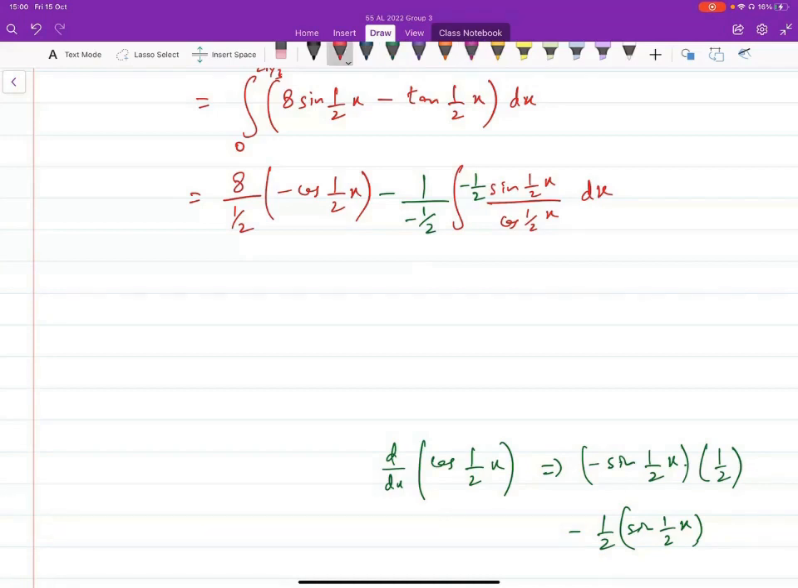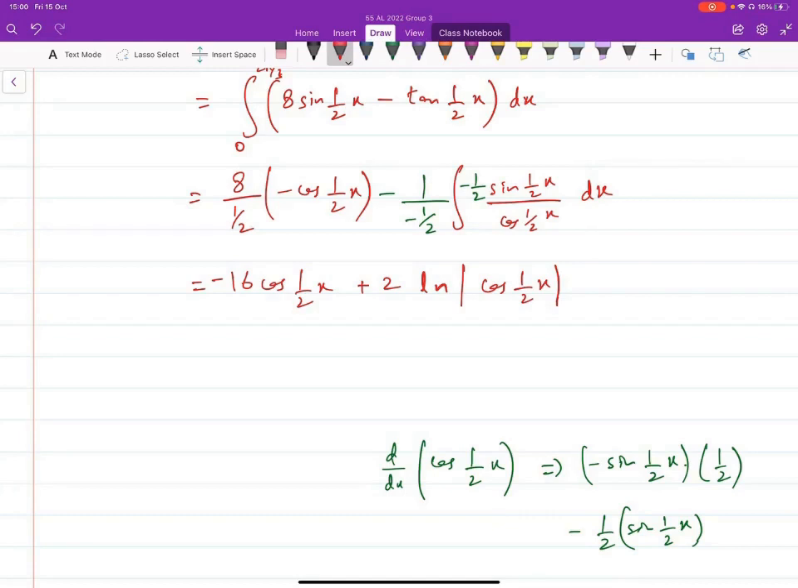It'll become 2, yes. So let me write that down again. So this is 16 or minus 16 cos half x, and we have plus 2 outside, and the thing inside now, it's exactly of that form that we needed. This becomes ln of cos half x then. All right? Any issues with this? Is this clear to everyone?